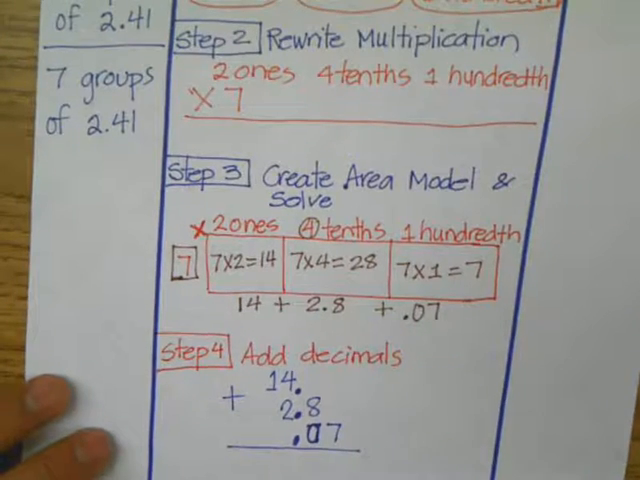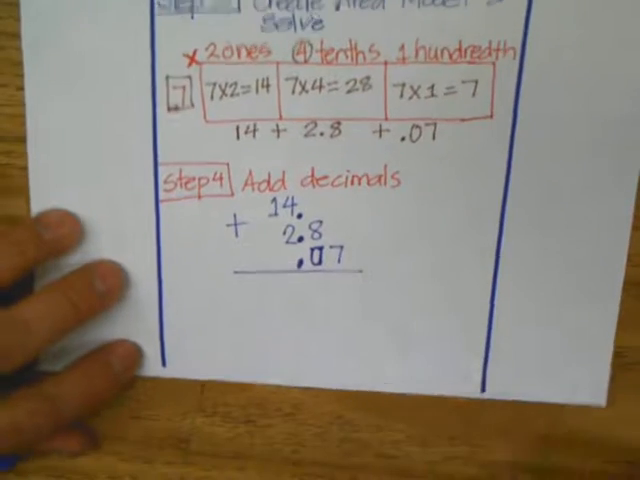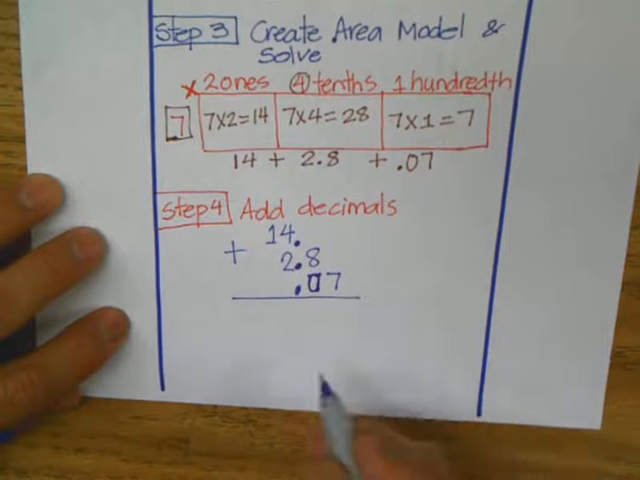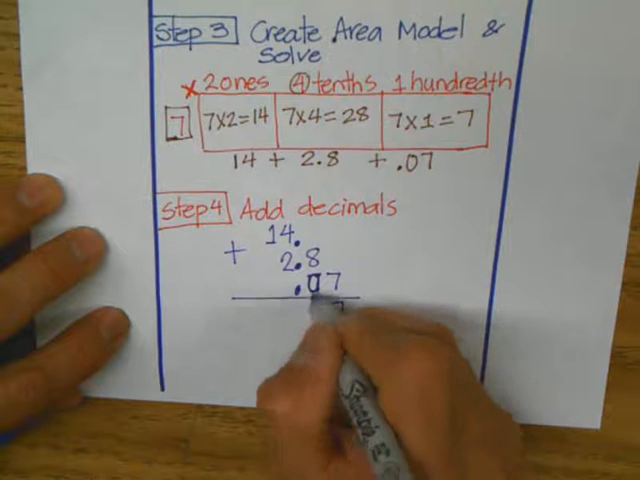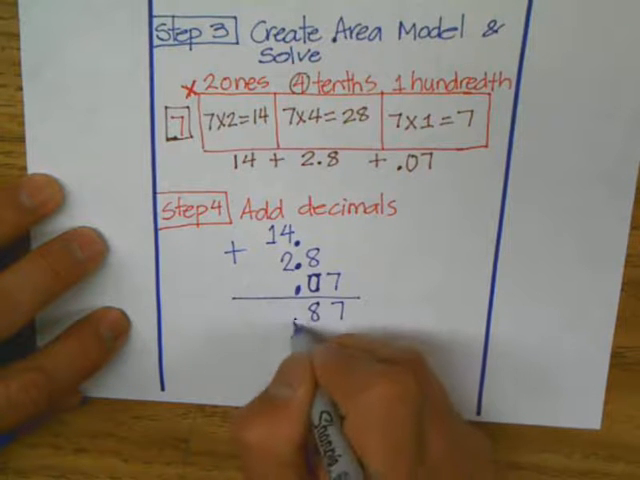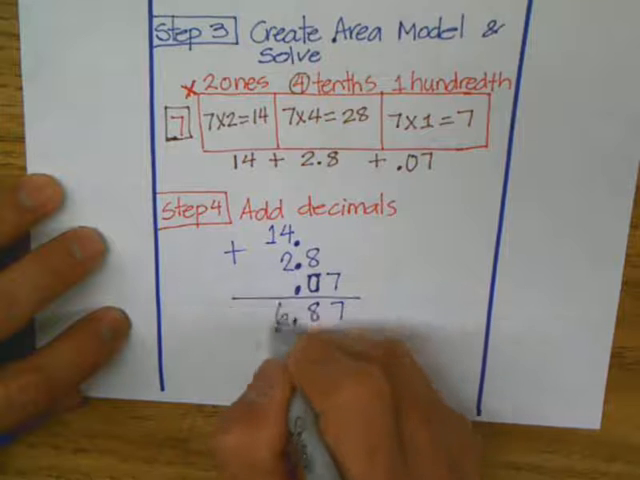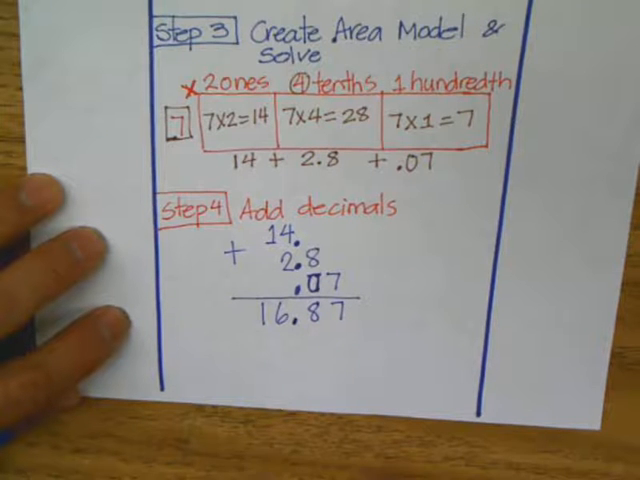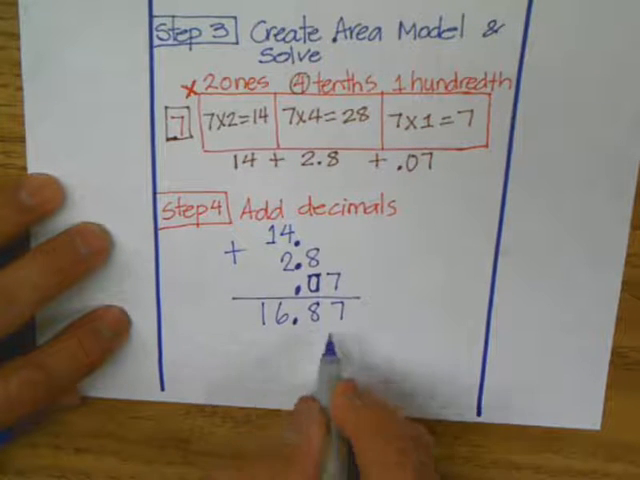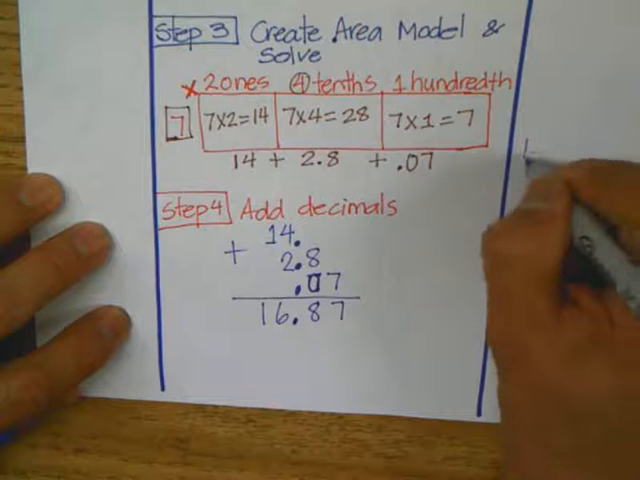Now here's what happens next. We are going to add them up. 7, this is 8, and decimal point 6 1. So the answer for this problem is 16 and 87 hundredths. So we will write it on the right hand side, 16 and 87 hundredths.